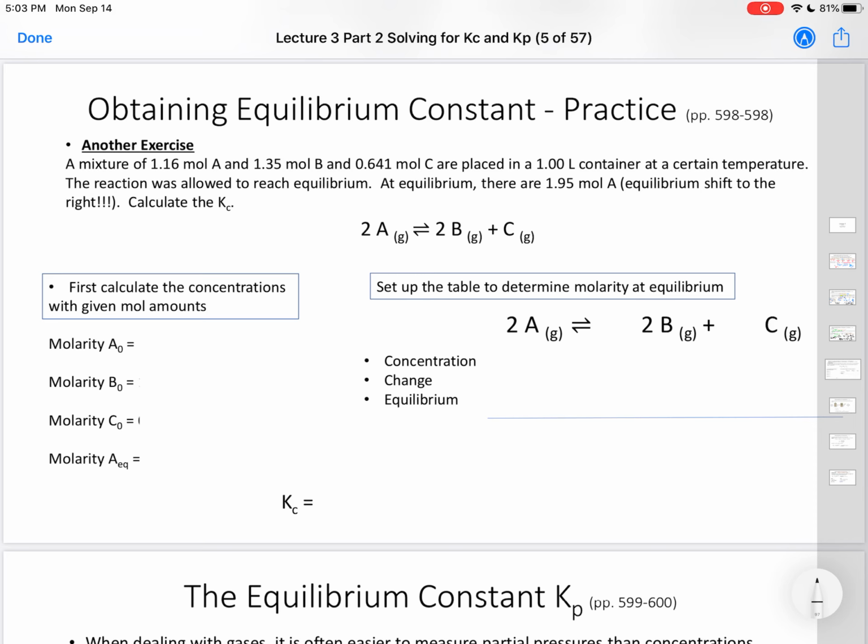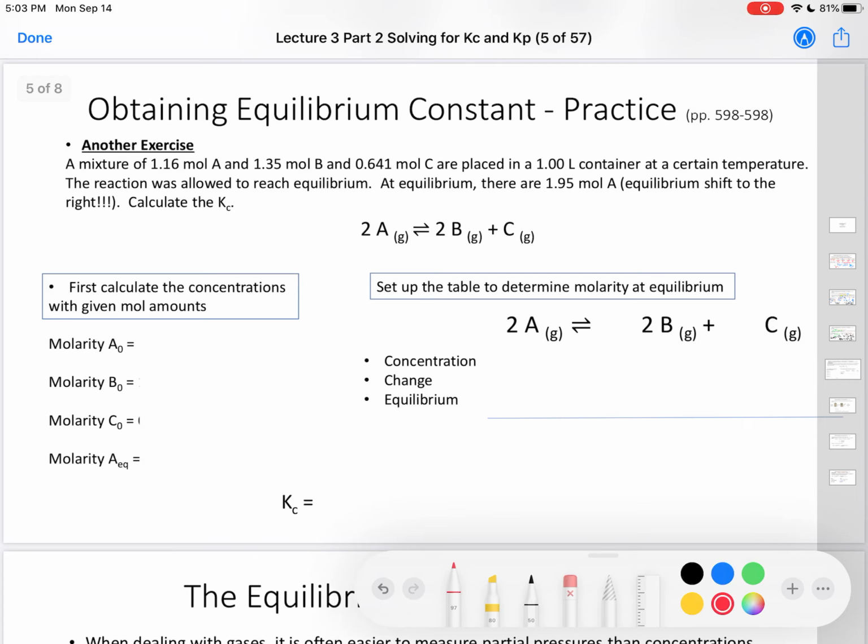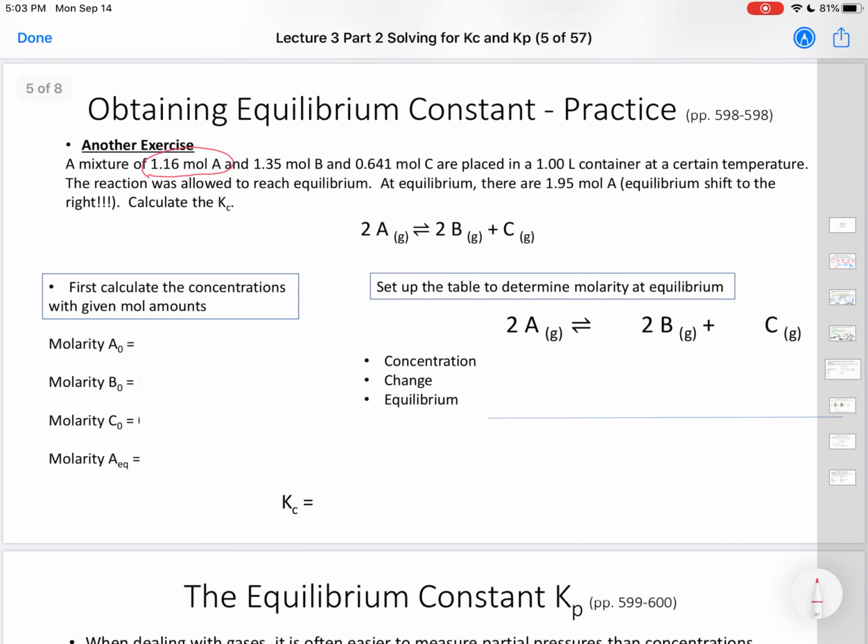Okay, so hopefully you've paused the video and done that. So let's read the problem. A mixture of 1.16 moles of A and 1.35 moles of B and 0.641 moles of C are placed in a 1 liter flask. These are all initial concentrations or initial molar amounts, okay? And it's allowed to reach equilibrium, and at equilibrium there is 1.95 moles of A, okay?